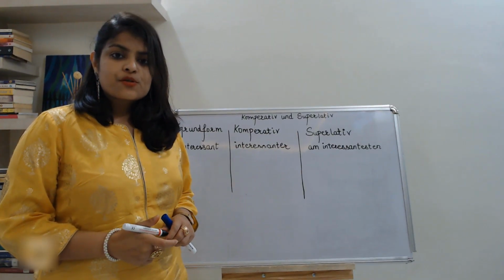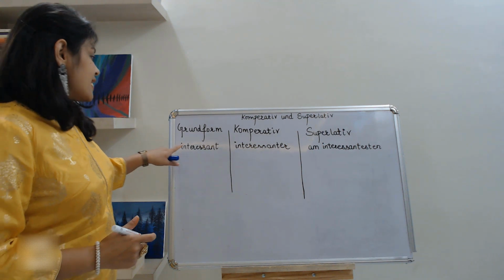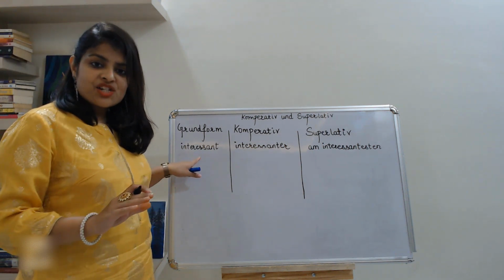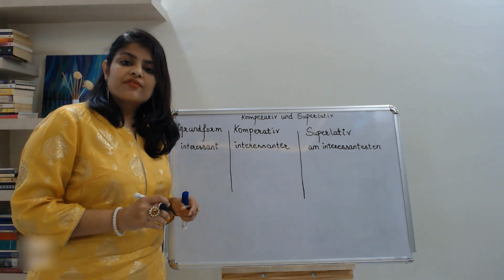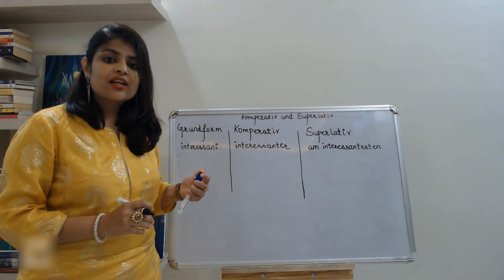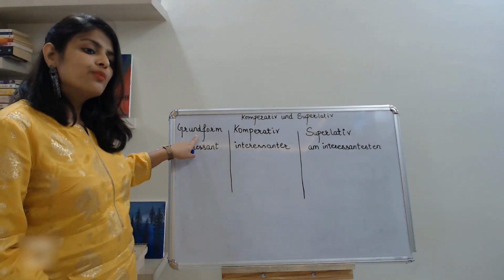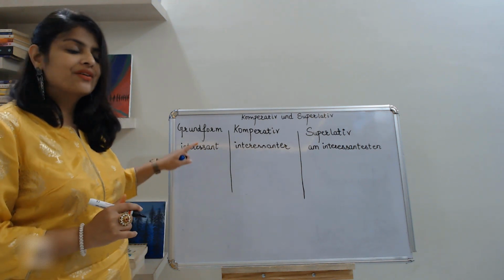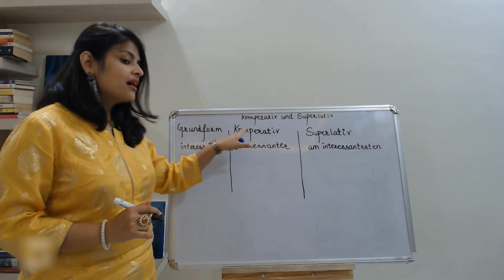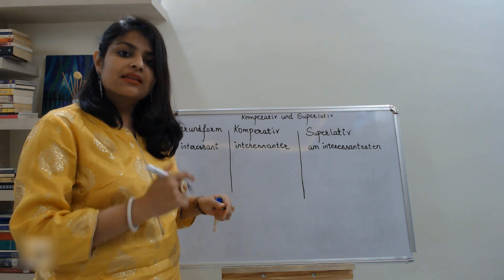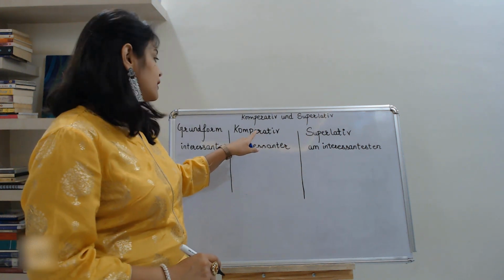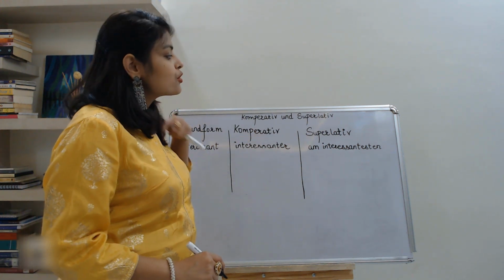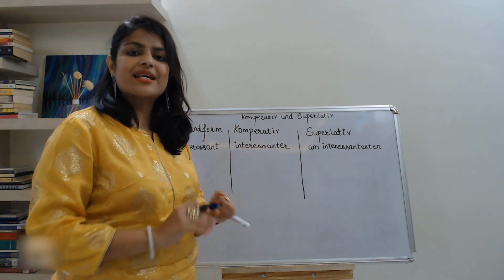Now let's understand the grammar rule of this. So here, wenn es keinen Vergleich gibt, dann benutzen wir das Adjektiv in Grundform, which means when there is no comparison, then we use the adjective in Grundform. Wenn es hier einen Vergleich gibt, dann benutzen wir das Adjektiv in Komparativ und Superlativ.